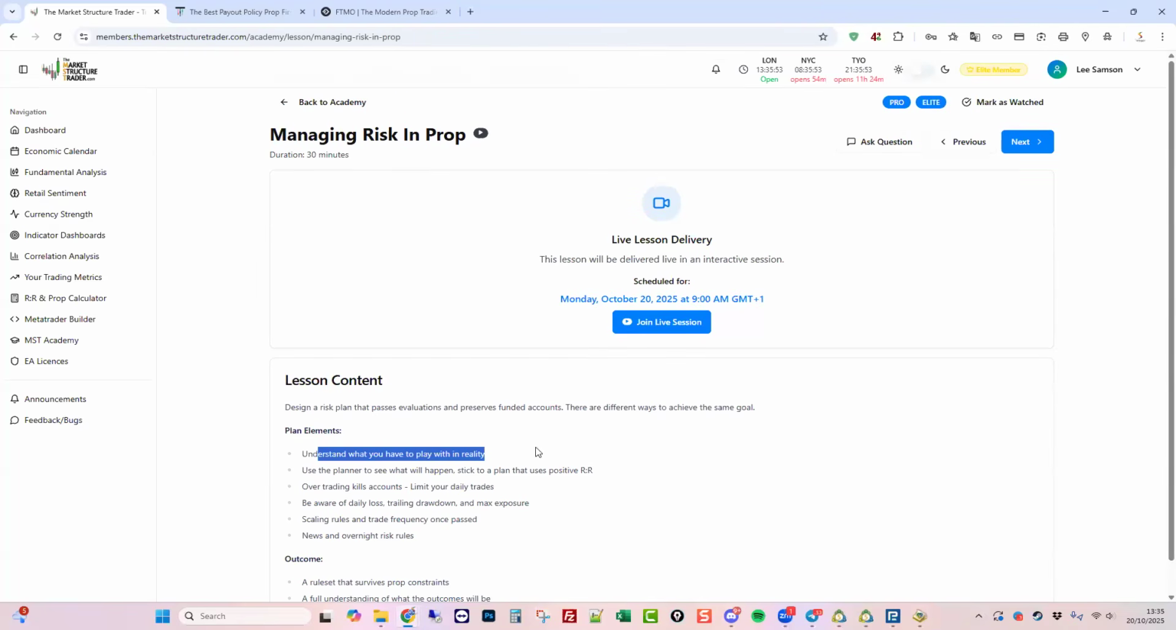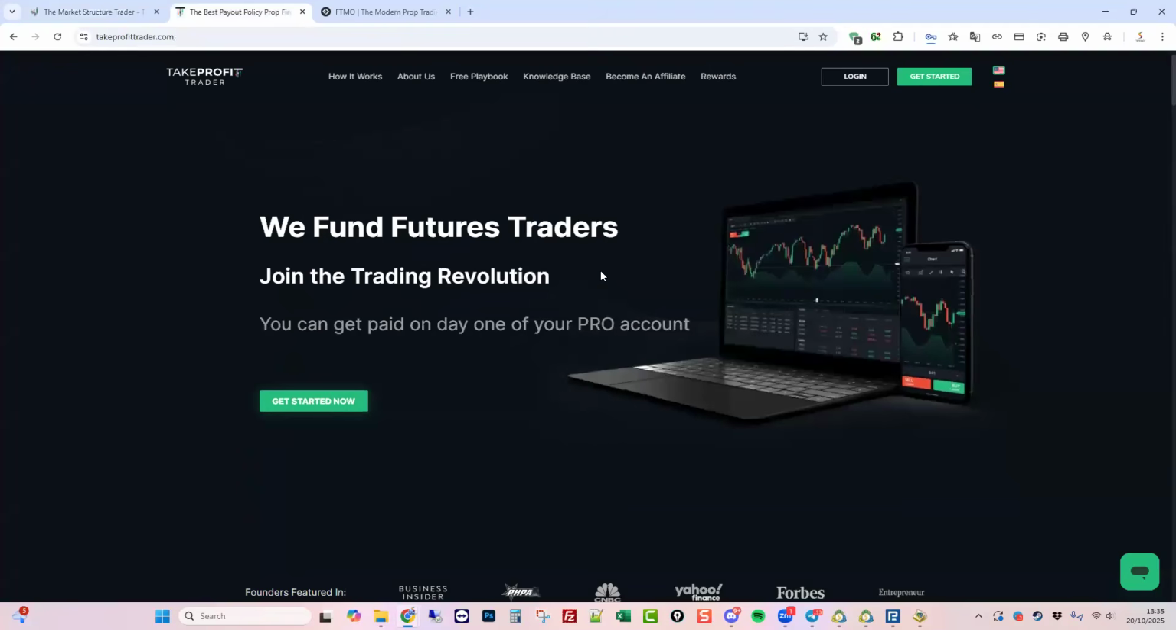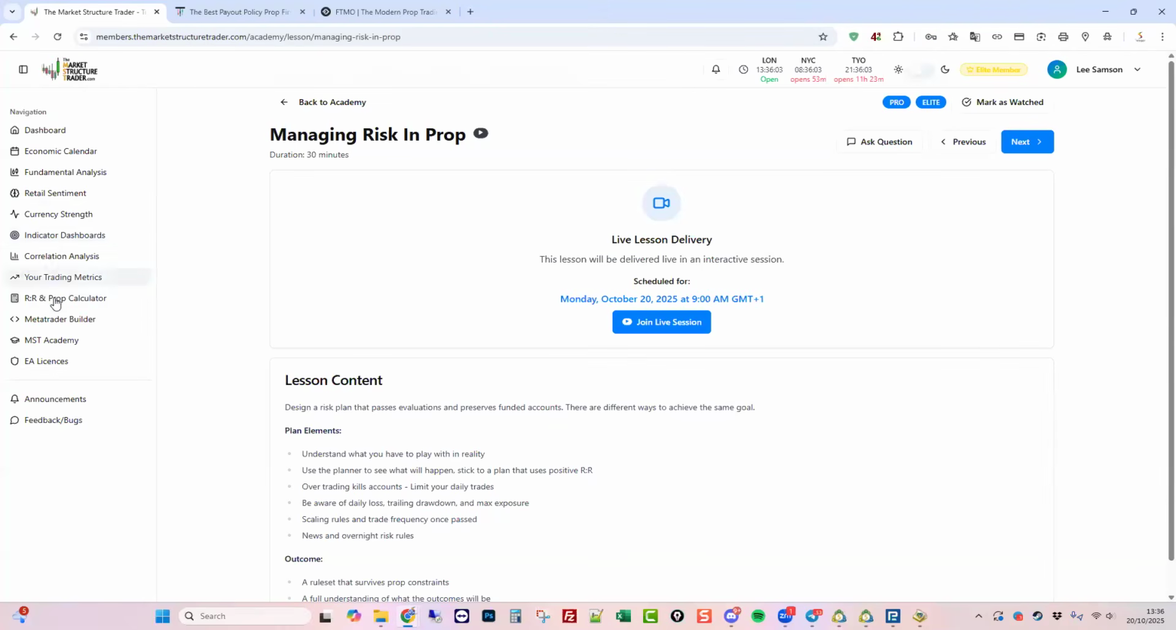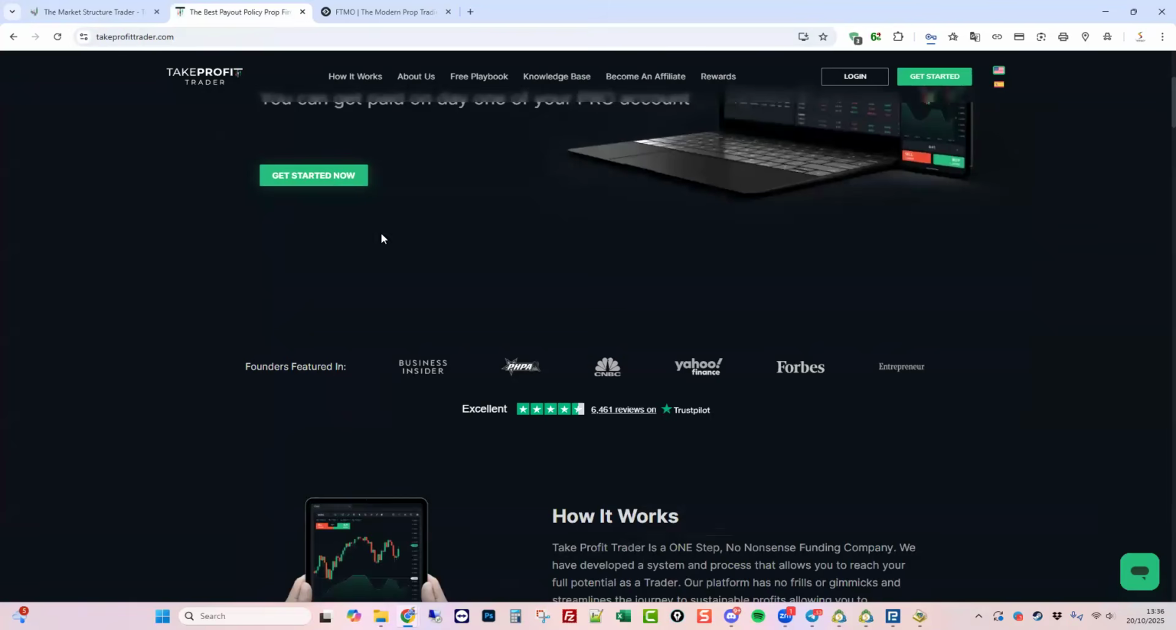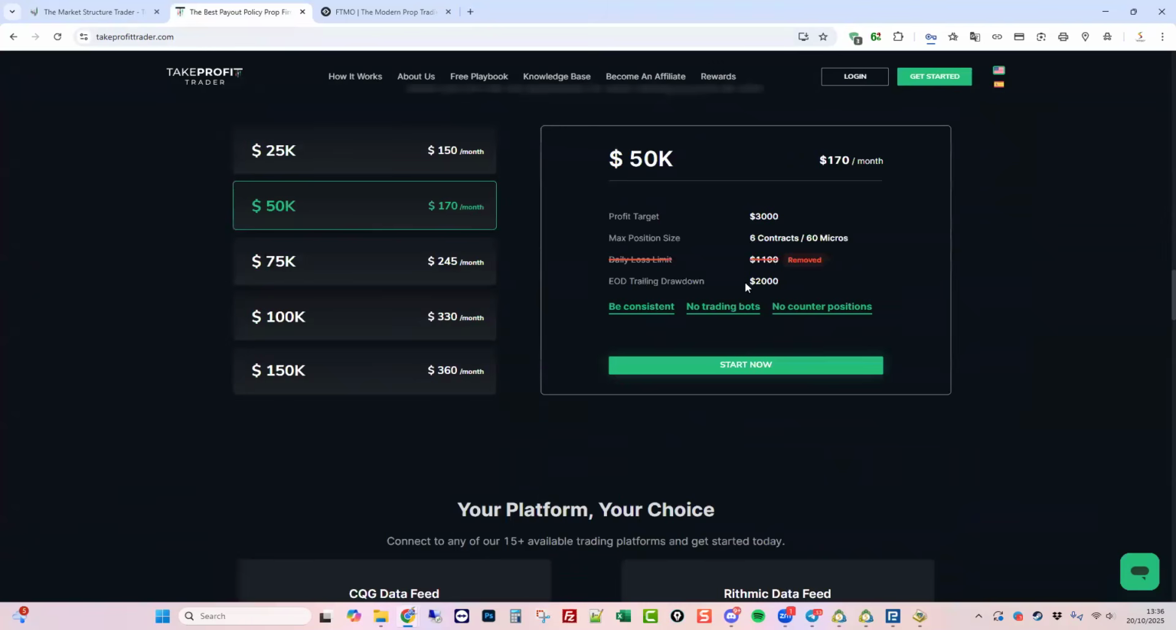So, understanding what you have to play with in reality. This is the first part. We've covered this already, but I'm going to go over this again because it is incredibly important, and we're going to use this when we do the prop calculator in a minute. With prop, you have to focus solely on this figure here: your trailing drawdown, your end of day trailing drawdown, your intraday trailing drawdown, your max loss if they run in that way. Whatever it is that they have given you that you cannot surpass, that is what you have to base your risk around.